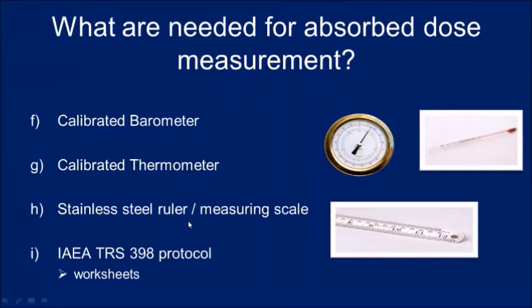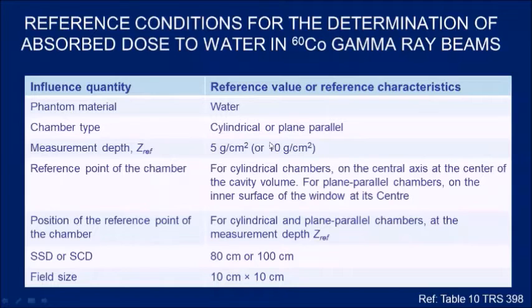You also need a ruler for measuring the depth or a measuring scale. I would prefer a stainless steel one because it has much more accurate graduation compared to a plastic one. And the worksheet, you need to have the TRS 398 worksheet for the measurement. Let us start with cobalt-60 measurement.